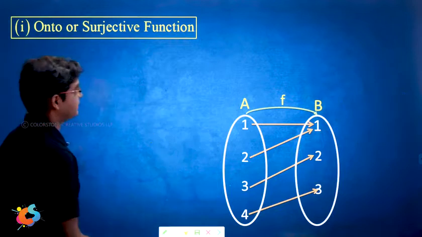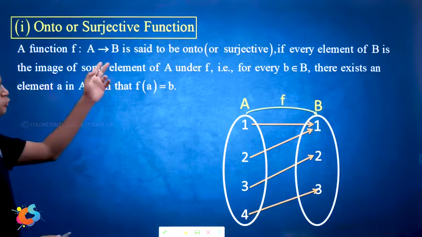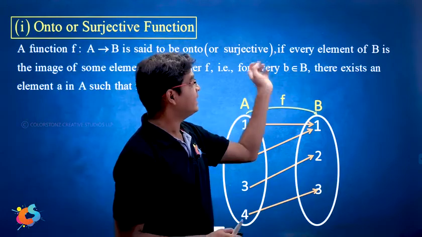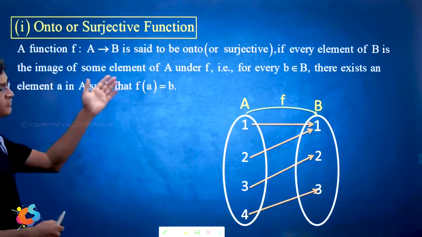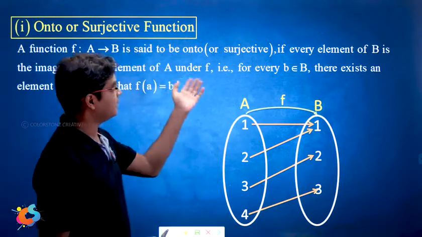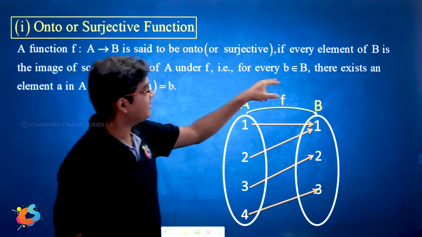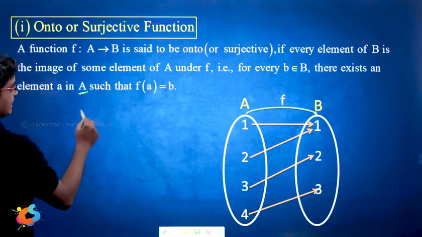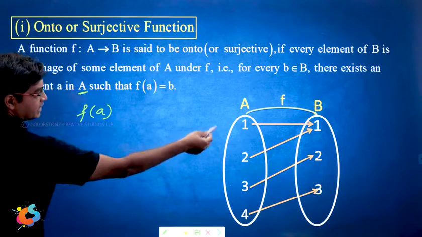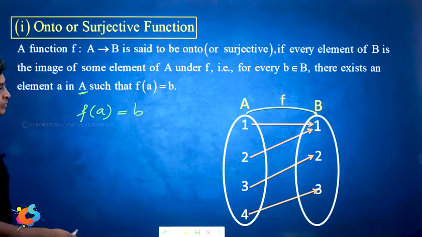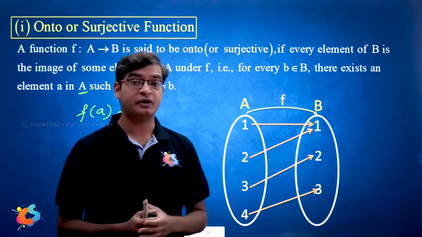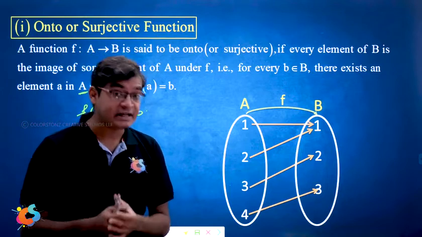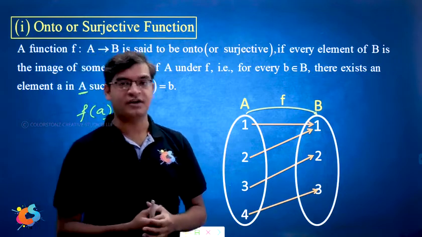So let us see the definition as well. A function f mapping from A to B is said to be onto if every element of B, which is codomain, is the image of some element of A, which is domain, under F. That is, for every element of the codomain, there exists an element in the domain such that f of the element in the domain is equal to the element of the codomain. Okay, fine. So ultimately, what are we doing here? We are finding the codomain, we are finding the range, and if codomain is equal to range, then that is an onto function. Simple.